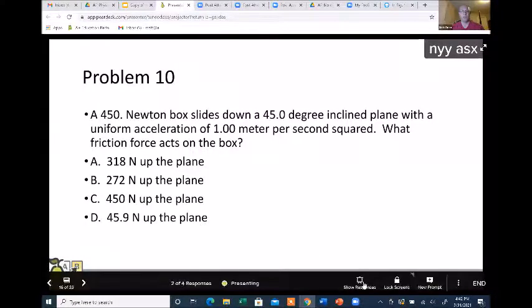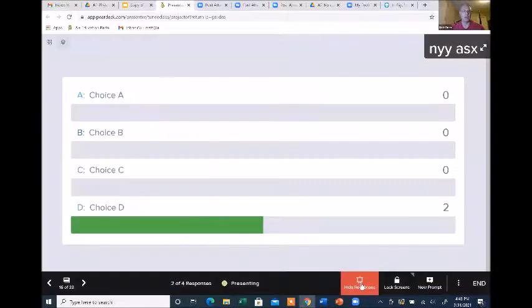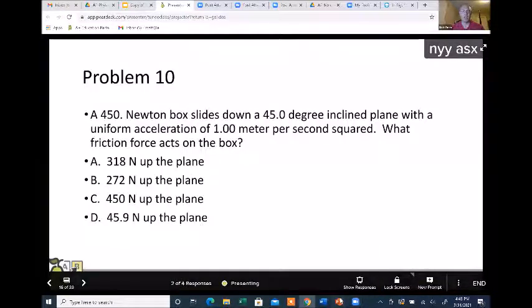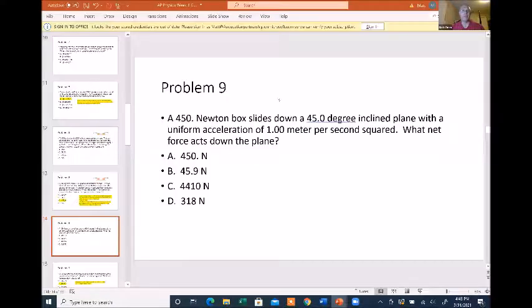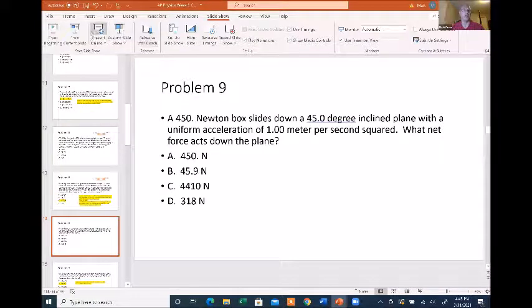All right, I want to see what you guys are thinking. Again, this may have a slight rounding issue. I may have used 9.8 again on this one. You guys are thinking D. So let's go back to PowerPoint and let's see.